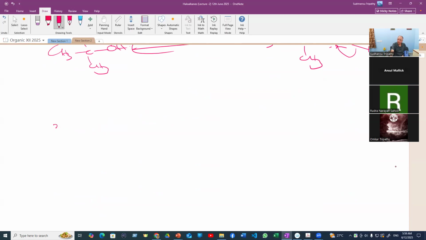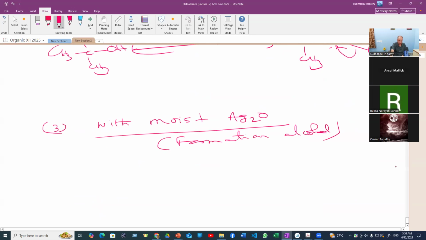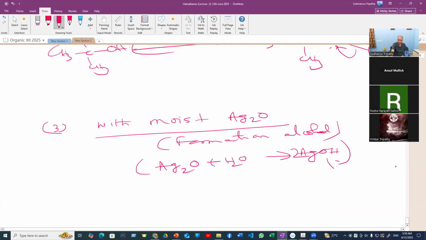The third one that we'll be doing is with moist silver oxide. This is again formation of alcohol, because silver oxide will slowly produce hydroxide ion in a very calculated manner. So this OH minus ion is the real nucleophile from here. It will form alcohol.